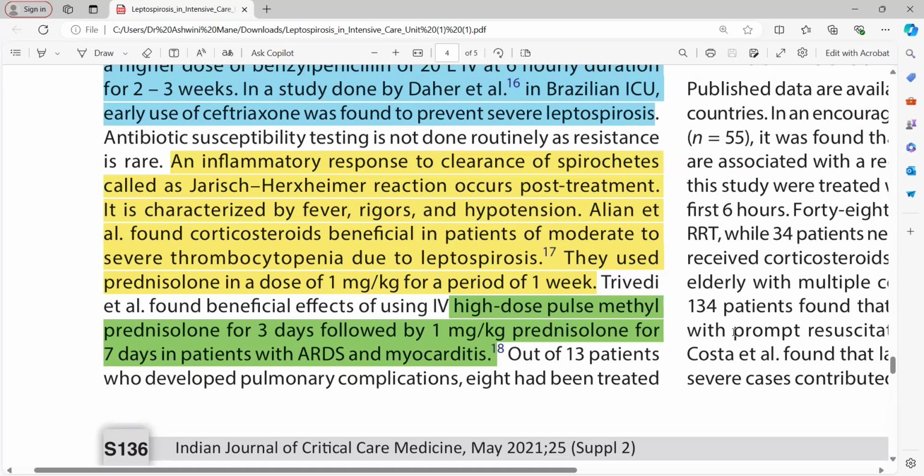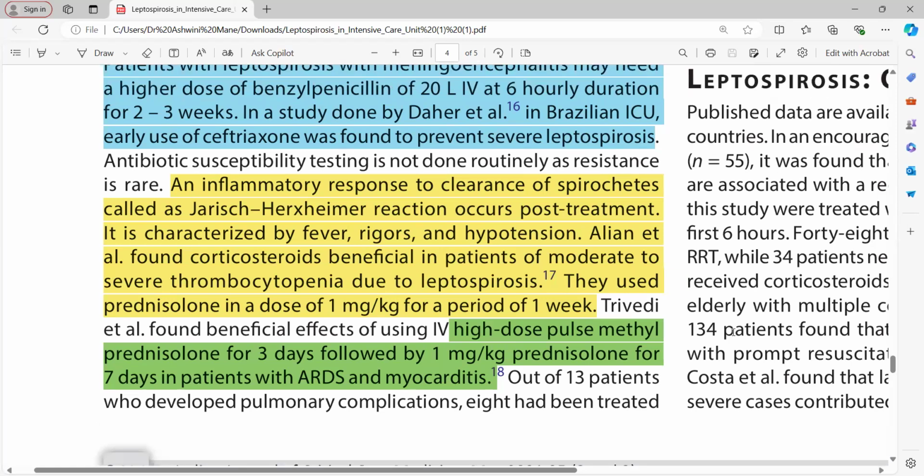Alian et al. found corticosteroid beneficial in patients with moderate to severe thrombocytopenia due to leptospirosis. They used prednisolone in the dose of 1 mg per kg for a period of 1 week. Trivedi et al. found the beneficial effect of using IV high-dose pulse methylprednisolone for 3 days, followed by 1 mg per kg prednisolone for 7 days in patients with ARDS and myocarditis.